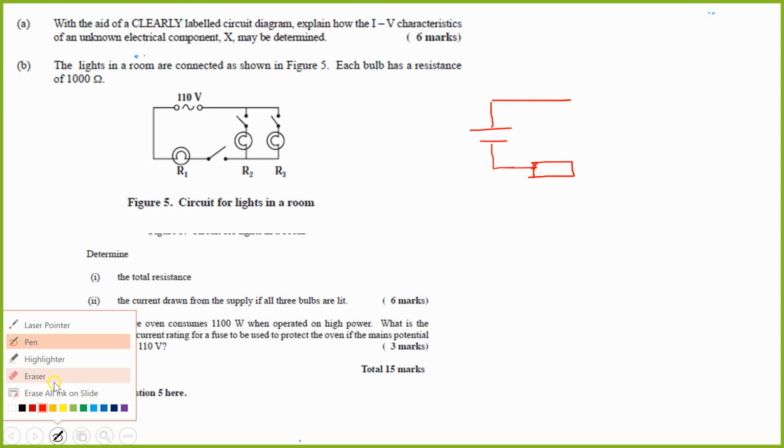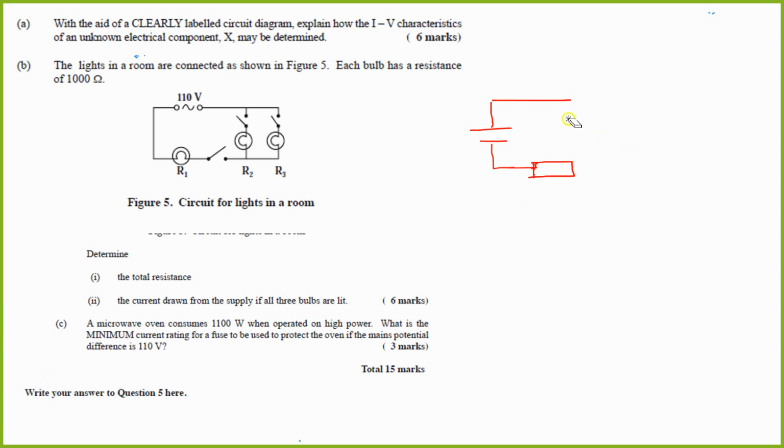So all I'm going to do here is to just set up a circuit. Now in my circuit, I need an ammeter. By the way, what this thing here is what we call a variable resistor.